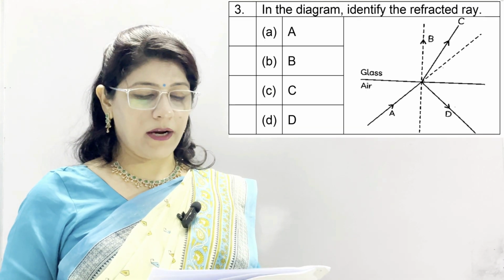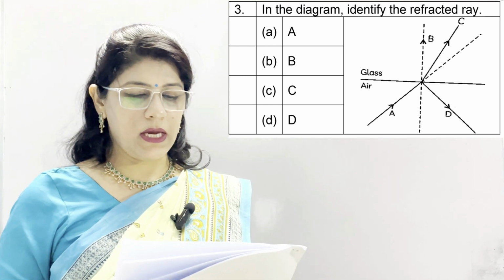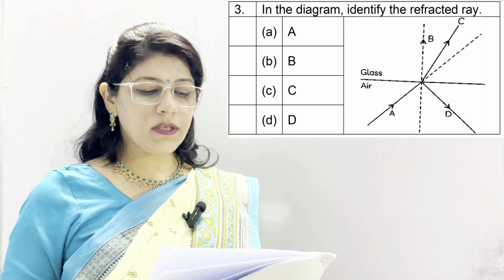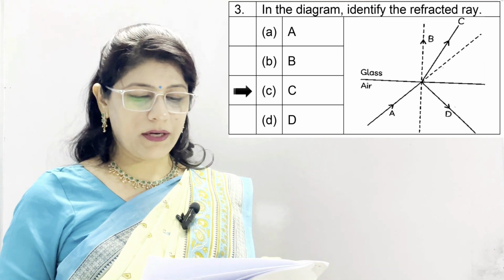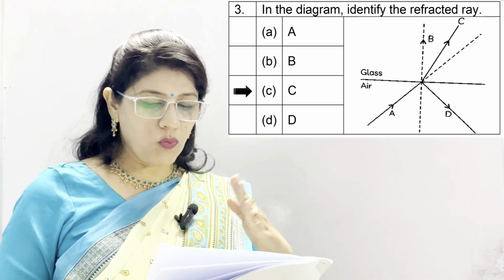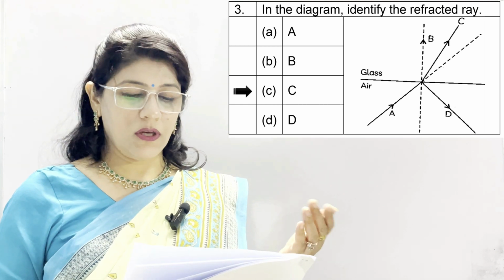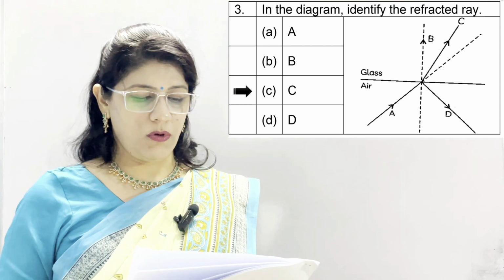Question number 3, in the diagram, identify the refracted ray. Options are A, B, C and D, because rays are there. Here option number C, which is C ray, is correct, because C is the refracted ray as it is bending towards the normal when the ray is moving from air to glass. It means rarer medium to denser medium. The ray is bending towards the normal.